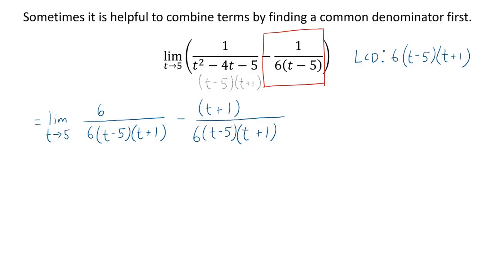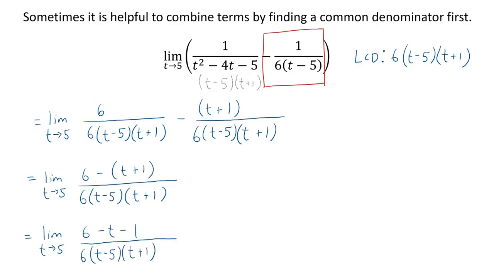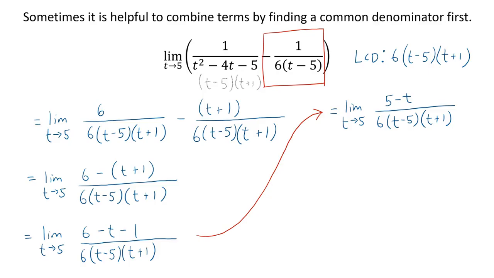Now we have a common denominator and we can combine these two fractions. That gives us the limit as t approaches 5 of 6 minus the sum t plus 1 all over 6 times t minus 5 times t plus 1. Simplifying the numerator by distributing the minus to the t plus 1 gives us 6 minus t minus 1 in the numerator. Combining like terms in the numerator of the fraction gives us the limit as t approaches 5 of 5 minus t, and all of that is still over 6 times t minus 5 times t plus 1.